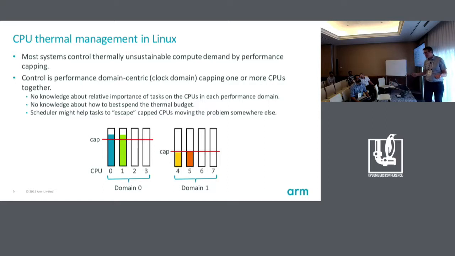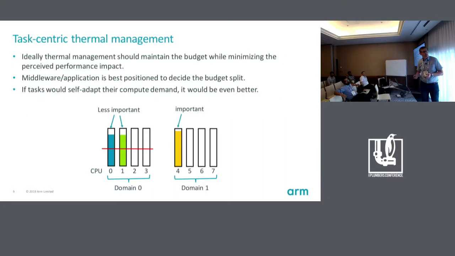Because as we have it today, we don't have any information about the importance of tasks. We don't know how to best spend the thermal budget. And if we try to do clever things in the scheduler, we might actually make things worse. I mean, we can have task placement trying to escape thermal caps. If you cap one set of CPUs, the scheduler says, oh, these CPUs are not capped as hard, then you move more load over there, and then you have to cap them a moment later. So it doesn't really work that well, I think, for some scenarios.